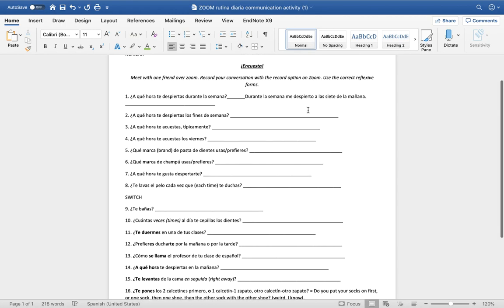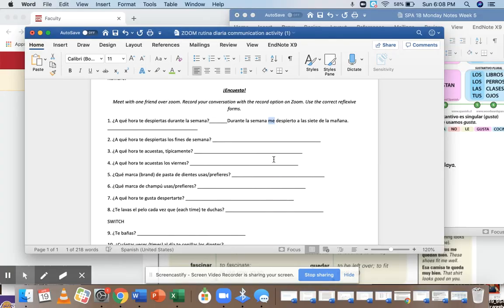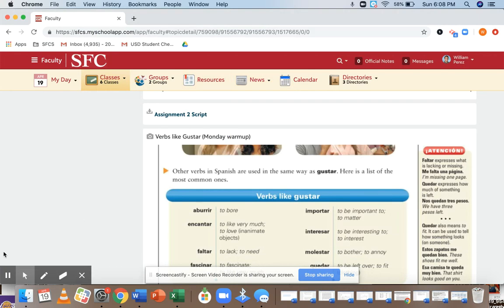These are reflexive verbs. Remember to include indirect object pronoun. Good. If you have any questions, please ask me when this is over.